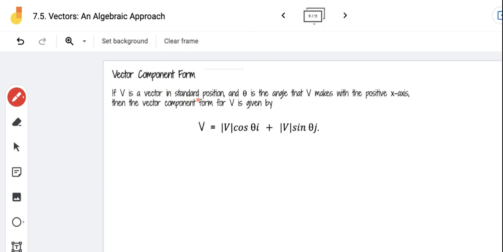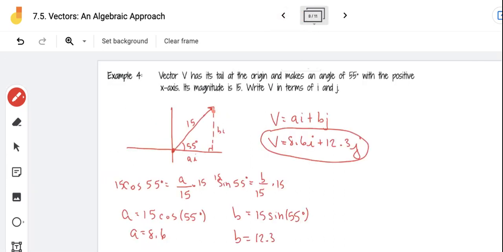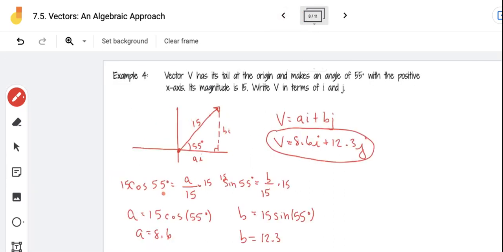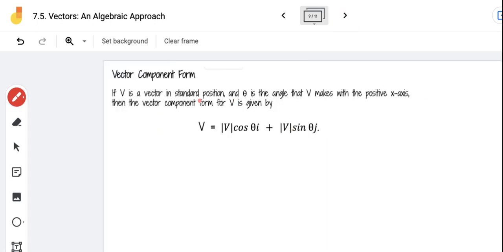All right, if V is a vector in standard position and theta is the angle that V makes with the positive x-axis, then the vector component form for V is given by, and this is exactly what we just did. It's just a more generalized form of it. Our magnitude was 15 and our angle was 55, and other than that, it's just the general form. If I let 15 be the magnitude of V and the angle theta be 55, I would have the exact same thing. So this is just generalizing exactly what we just did.